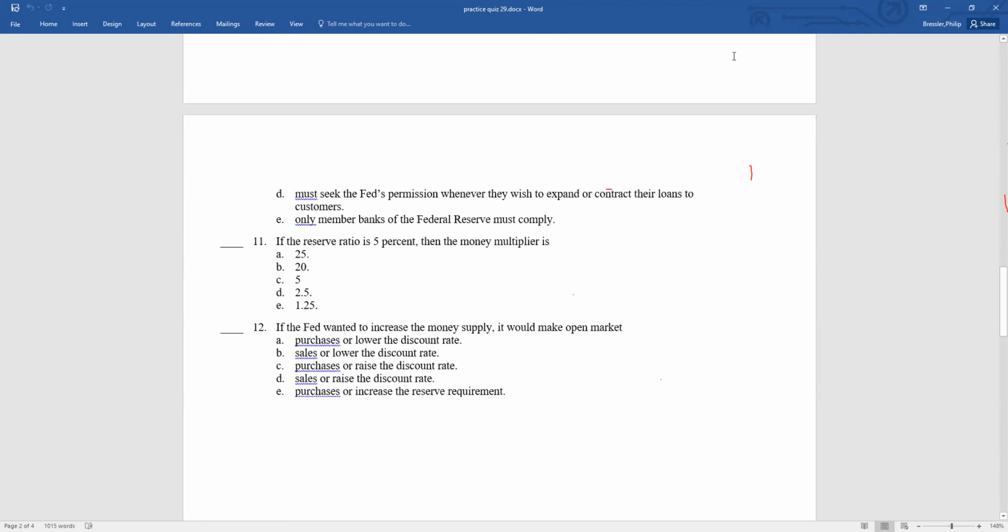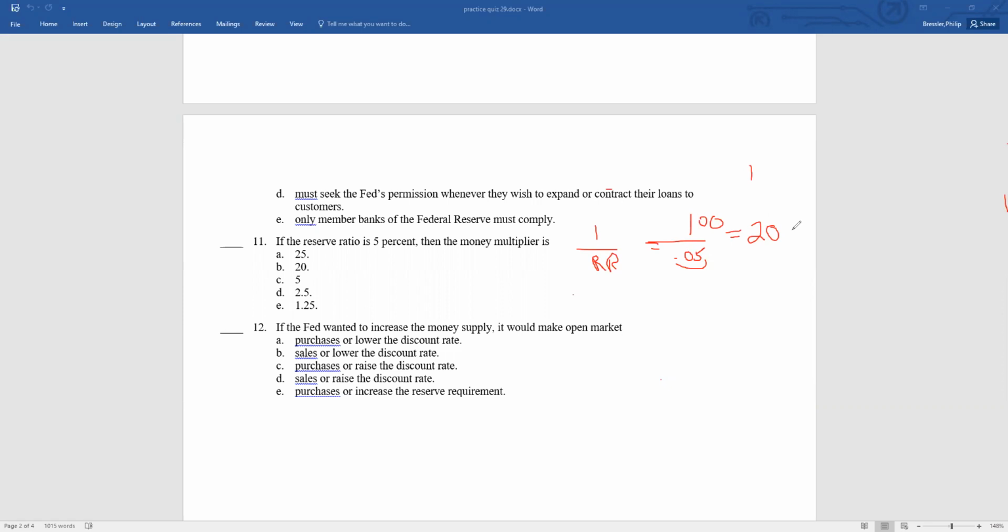If the reserve ratio is 0.05, then the multiplier. All right, and we've done a couple of these already. The multiplier is 1 over the reserve ratio. So I'm going to just go 1 over 0.05. I'll move this over two, I have to have two zeros. This is more of a number like the AP exam would give you, and the multiplier would be 20. That is B as in broccoli.